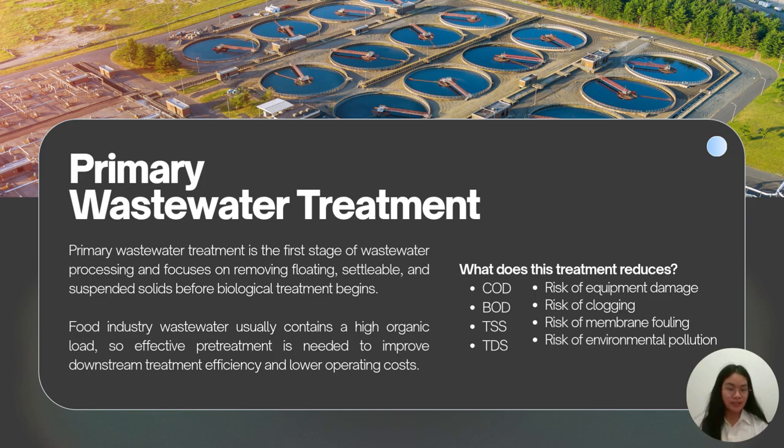So, what does this stage actually reduce? Primary treatment helps lower COD, BOD, TSS, and TDS levels, and beyond that, it also minimizes operational risks such as equipment damage, pipe clogging, membrane fouling, and environmental pollution. In short, it acts as the first line of defense that protects all downstream processes.